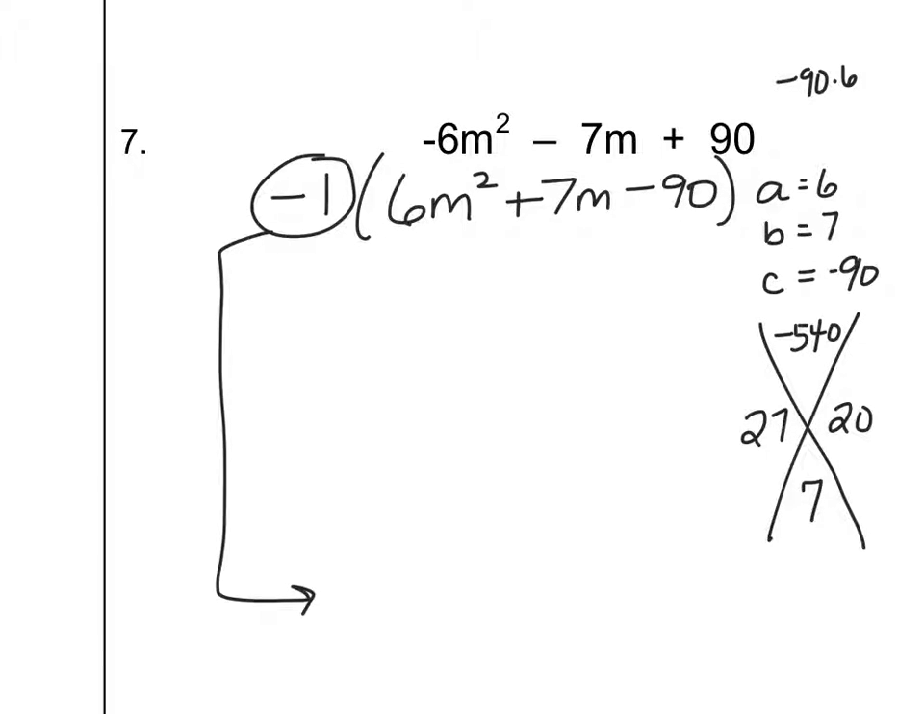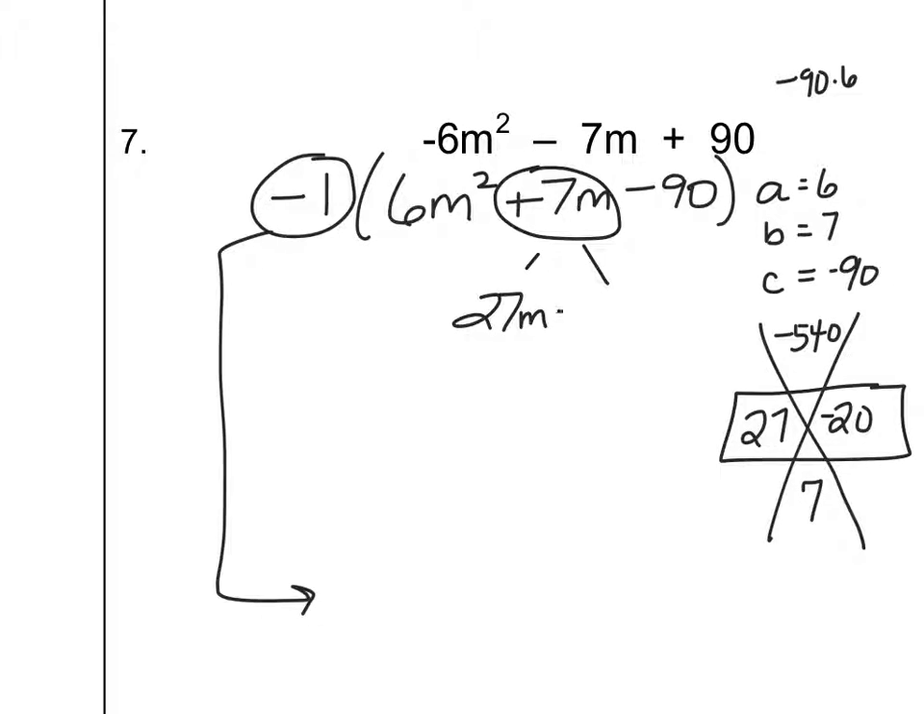Okay, so now what I've got to figure out is which one's going to be negative. Well, this number down here is positive, so I need the bigger number to be positive. So in this case, 20 is going to be negative. And I'm going to put these two in for the 7m. So I've got a 27m minus a 20m. Bring down the negative 90. Bring down the 6m squared. Group them. First two, last two.